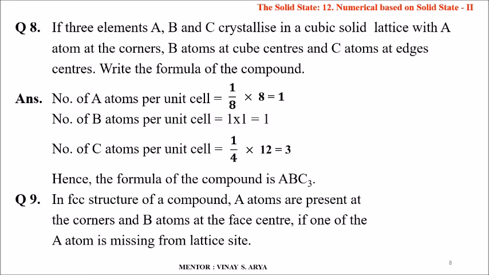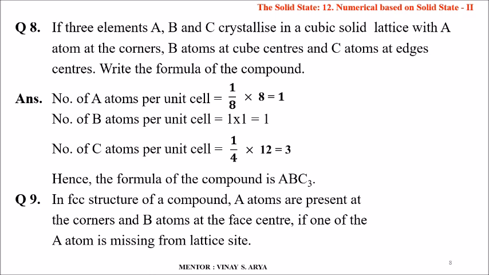Coming to the eighth numerical: if atoms of elements A, B, C are crystallized in a cubic solid lattice with A atoms at the corner, B atoms at the cube center and C atoms at the edge center, we have to give the formula of the compound. So for the solution, number of A atoms per unit cell, students, will be equal to 1/8 into 8, that is 1, and the number of B atoms will be 1 into 1, that is 1. C atoms per unit cell will be 1/4 into 12, that is 3. So the ratio is very clear: 1, 1 and 3. So the formula of the compound will be ABC3.